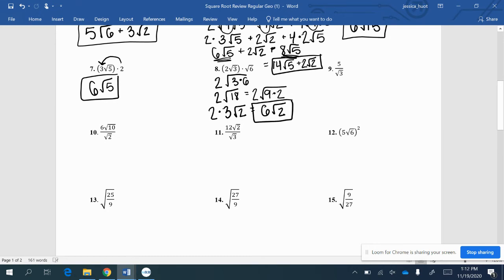Number 9, we have to rationalize the denominator because it is not proper to leave a radical in the denominator. So in order to rationalize the denominator, we are multiplying by the denominator on both the numerator and denominator. So here I'm going to take radical 3 over radical 3. Just multiply those together, so 5 times the square root of 3. The square root of 3 times the square root of 3, that would technically be 3 times 3 is 9, so the square root of 9, and the square root of 9 is 3.